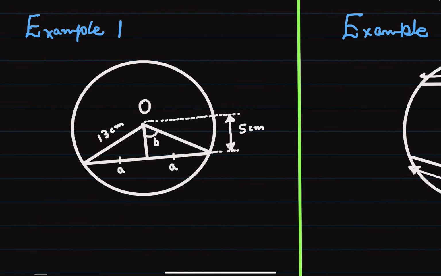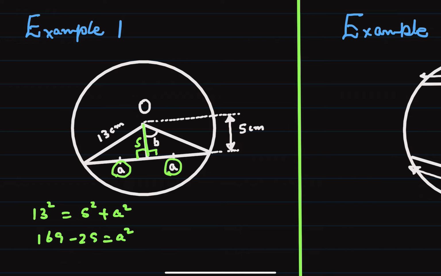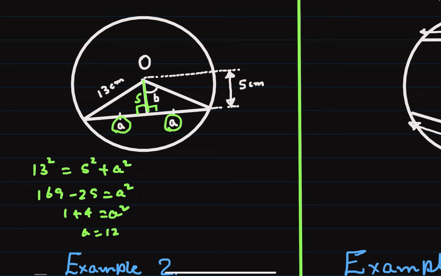We can see in this question that this is A and this is A. That means we can see the bisection, so we can put the 90 degrees here or there, wherever I want, right? And if this line is 5, I can apply the Pythagoras theorem: hypotenuse squared equals perpendicular squared plus A squared. That is 169 minus 25 equals A squared, which is 144 equals A squared. That gives us A equals 12.